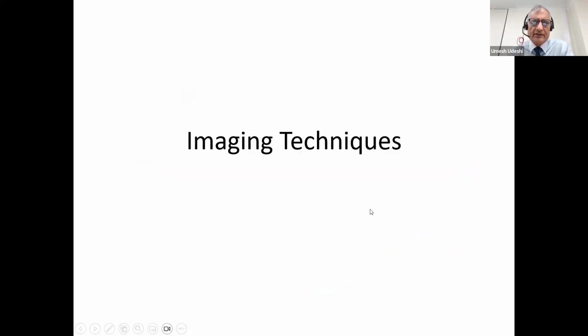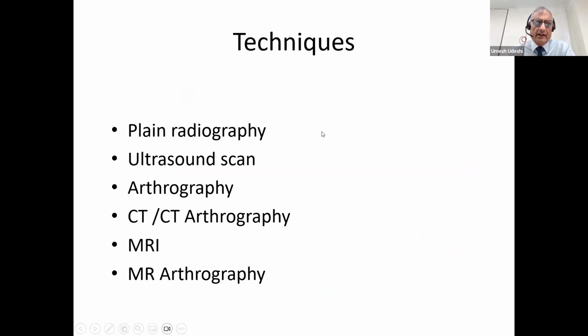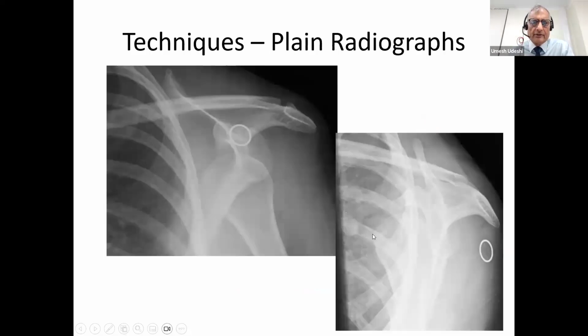So imaging techniques relevant to the shoulder: plain radiography, ultrasound, arthrography, so that can be under X-ray, it can be under CT or MRI. CT and CT arthrography, MR and MR arthrography. And I'll try and explain when things are indicated and which ones.